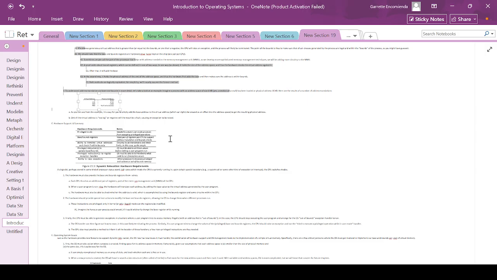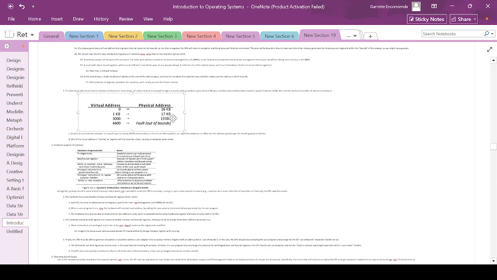To understand address translation via base and bounds in more detail, let's look at an example. Imagine a process with an address space of size 4 kilobytes, yes, unrealistically small, that has been loaded at physical address 16 kilobytes. Here are the results of a number of address translations. Virtual address 0 maps to physical address 16 kilobytes, 1 kilobyte to 17 kilobytes.